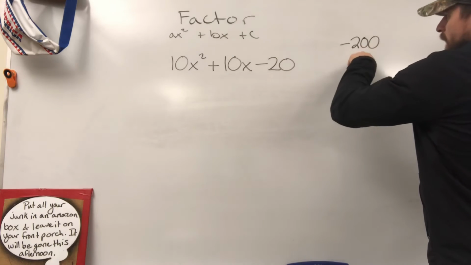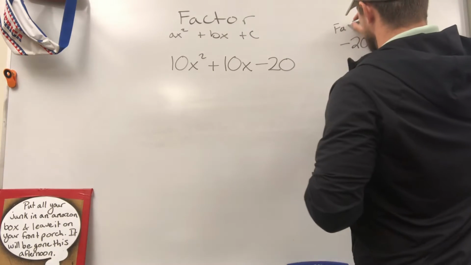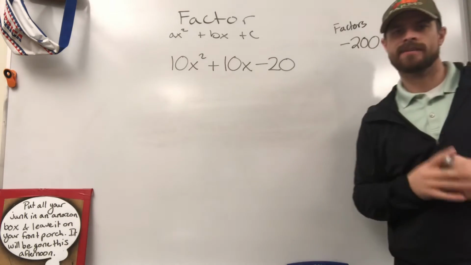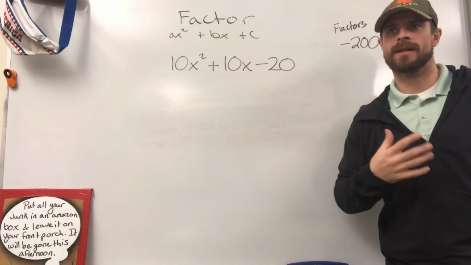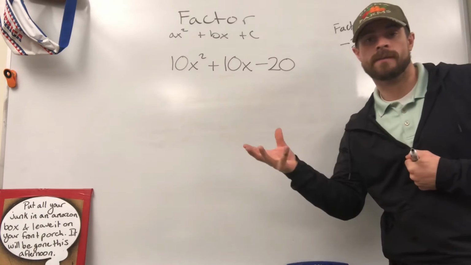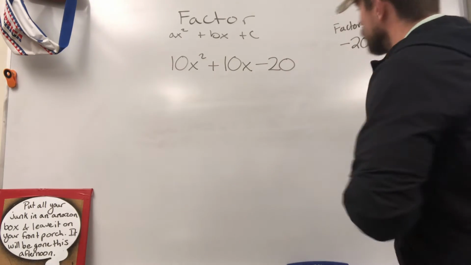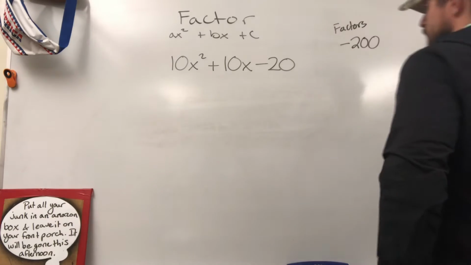I have a negative value that I'm trying to find factors of. Stop and think about that. Factors of negative 200. So two numbers that multiply together to make a negative. That means one of them has to be a negative, while one of them is going to have to be a positive. All right, so what we're going to do is list out all possibilities here.